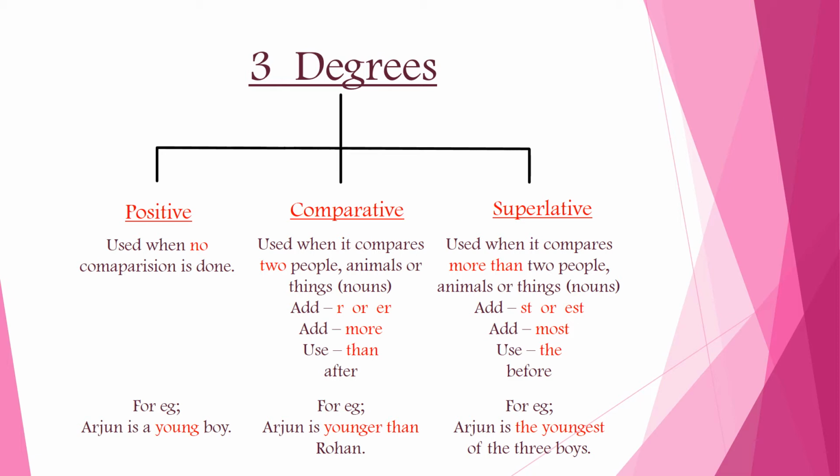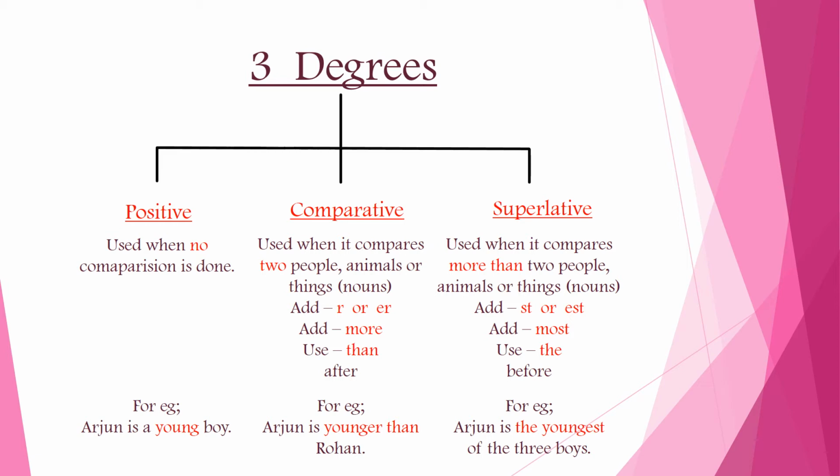We use superlative degree of comparison when it compares more than two people, places, animals or things. We add st or est to the adjective. And we use most before the adjective. And the also before the adjective.